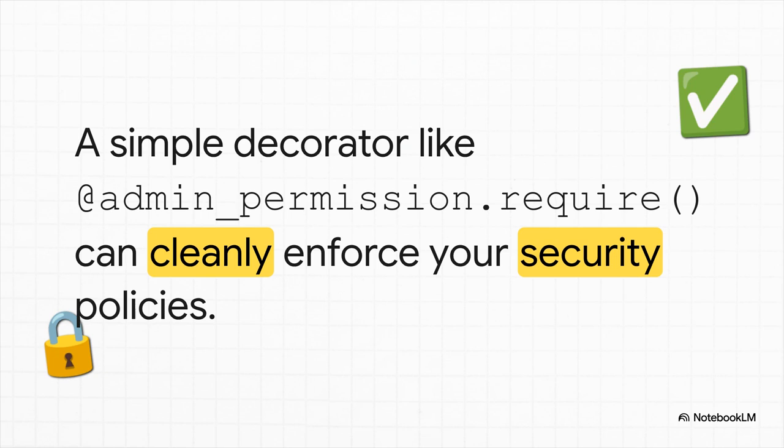By just adding this little @adminpermission.require line right above a function in your code, you're basically telling Flask, hey, hold on, before you run any of this, you better check that the person trying to do this has the admin role. It's a really clean way to bake your security rules right into your code.